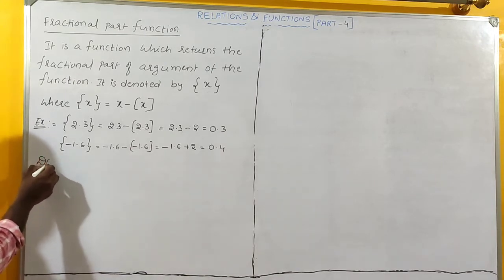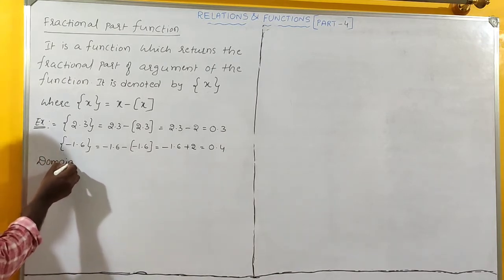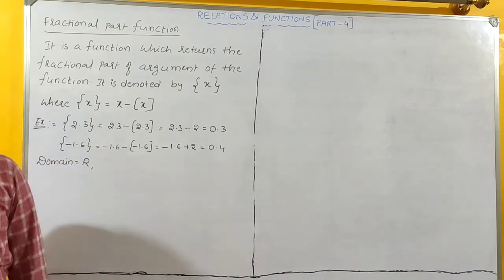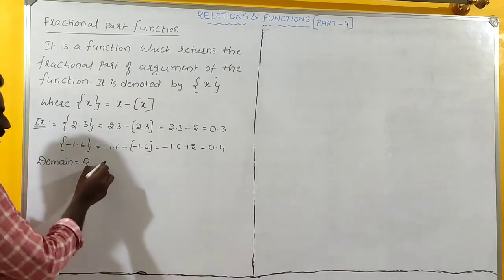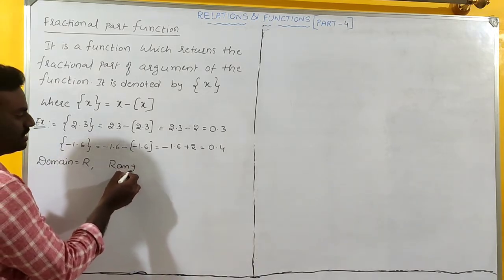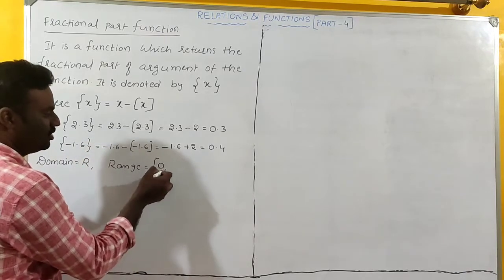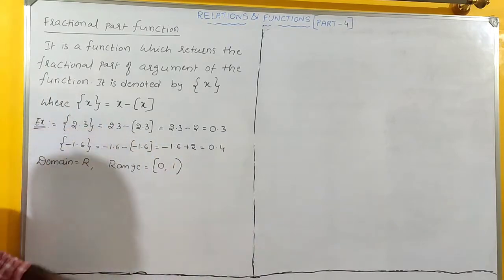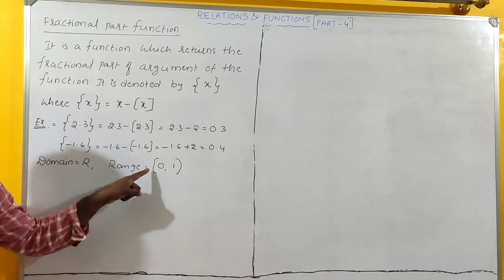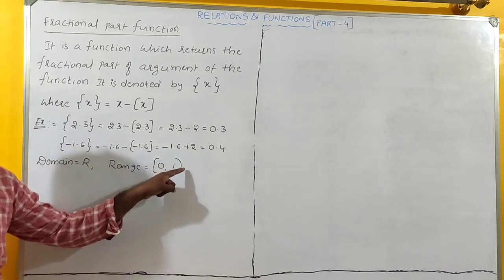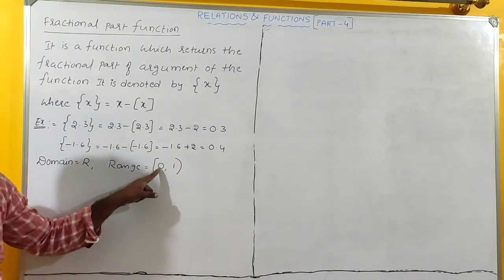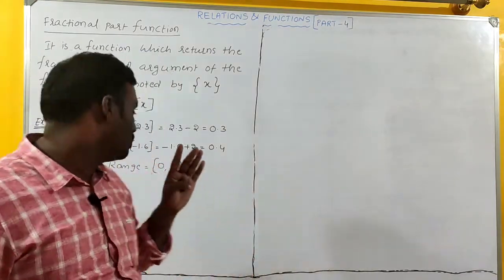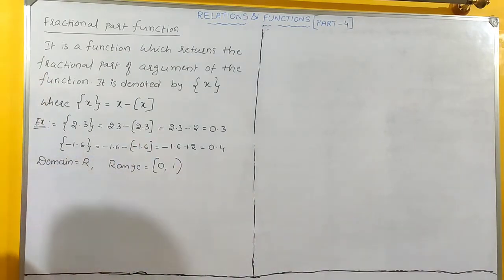Now, the domain of this function is the real numbers, which means you can take any real number. But the range starts from 0. There is no chance of getting a negative value. It goes up to 1, but 1 will not come. Here 0 is included, that's why I took a closed bracket. 1 is not included, that's why I took an open bracket. 0 is possible, 0.1, 0.2, 0.3 up to 1, but 1 is not included. So this is the range of the fractional part function.